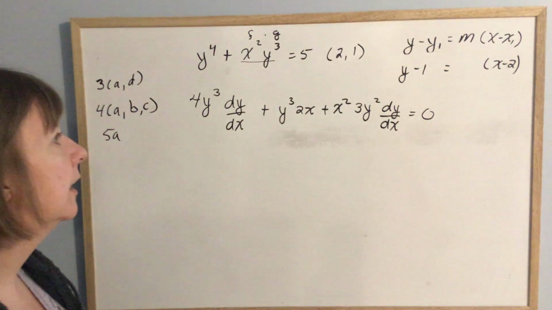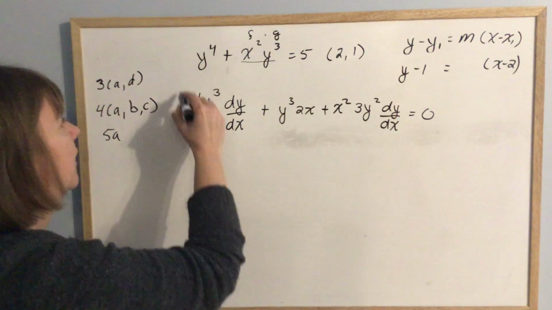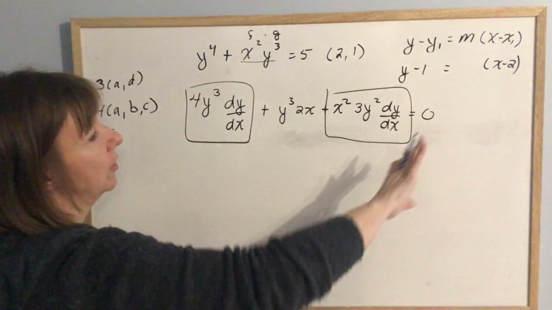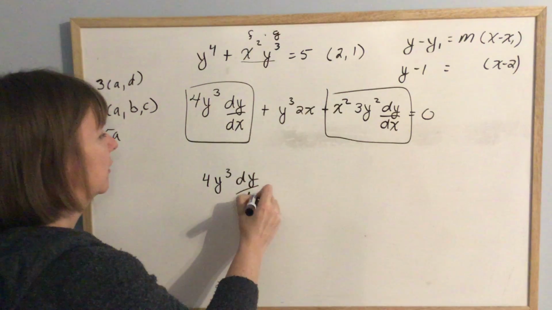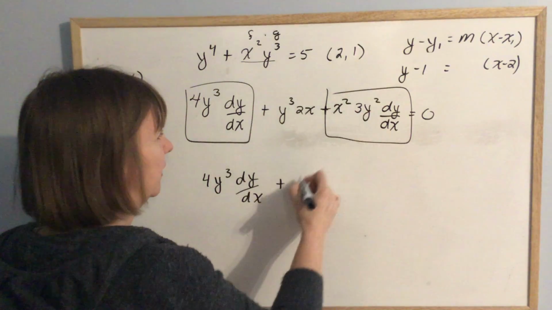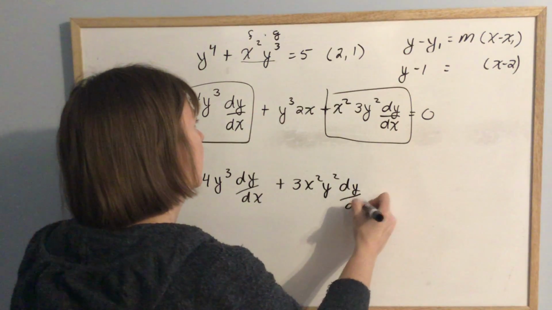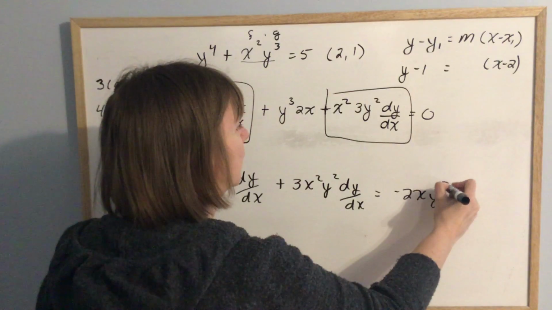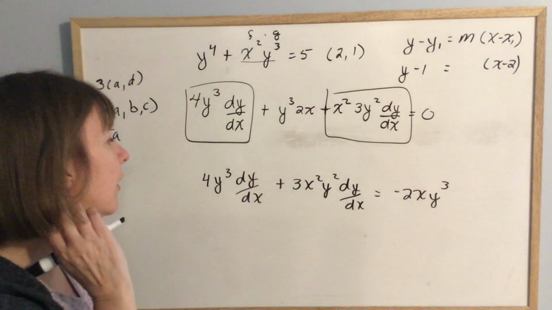So again, I will likely clean this up as I go, but I'm going to keep any piece that has a dy over dx, which is this piece and this piece. I'm going to keep it on that side. I'm going to move the other one to the other side. So I have 4y cubed dy over dx. That was a plus, and I don't like it that way, so I'm going to write it 3x squared y squared dy over dx equals, and I'm going to move this over, and again, I don't like it written that way, so negative 2xy cubed. I just like it in alphabetical. It's just my neuroses, it's fine.